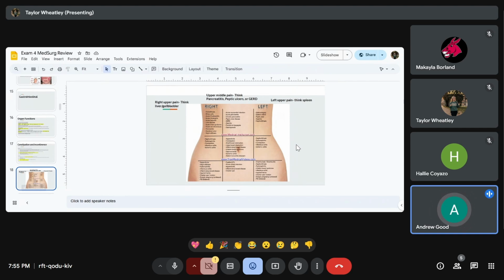If Skradsky was going to give you a test question, it would more likely be liver, pancreatitis, or one of those. I just put left upper in there for spleen, but at no point in this lecture was there anything talking about spleen. Your main pathology is either pancreatitis or cirrhosis, or even cholecystitis, so it's either going to be right upper or upper middle. So just take note of that.